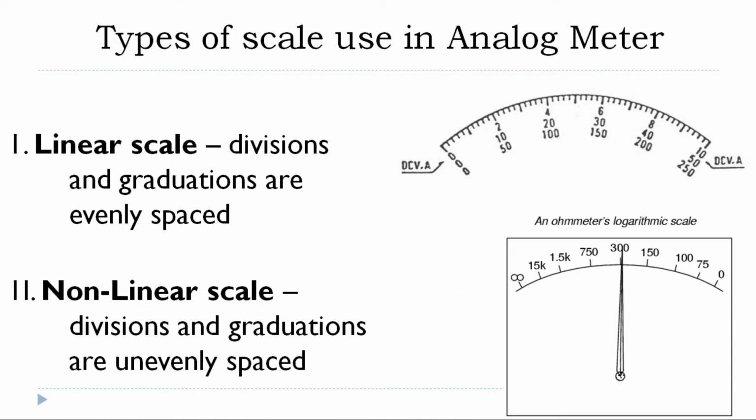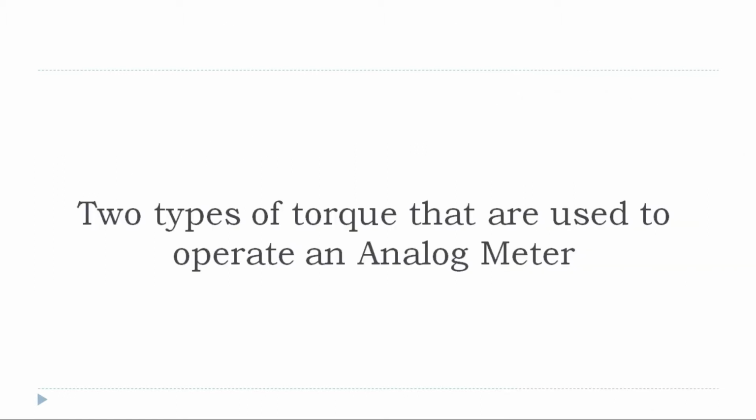Okay? So, two types of scale na ginagamit sa analog meter are the linear scale and the non-linear scale. The linear scale, yung divisions or graduations, yung spacing ng mga markings or readings, is evenly spaced. While yung non-linear scale, yung spacing ng mga marking is unevenly spaced. Okay? So, two types of torque are used to operate an analog meter.